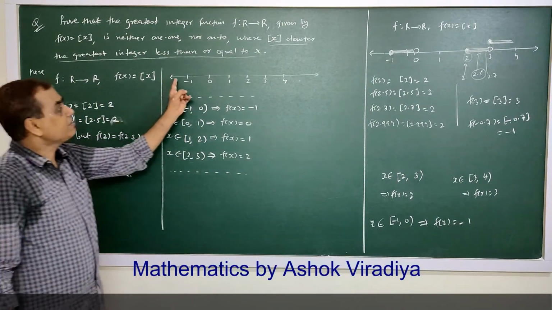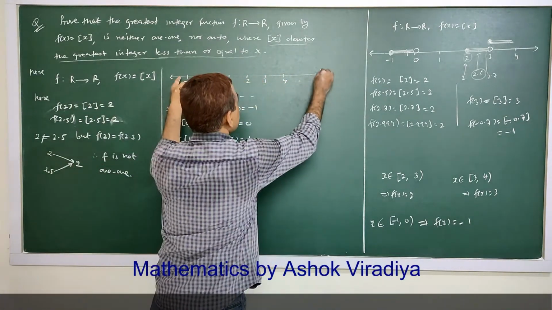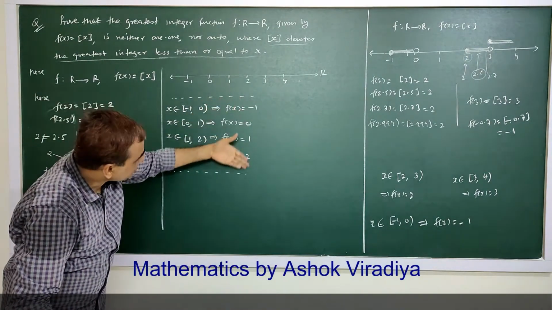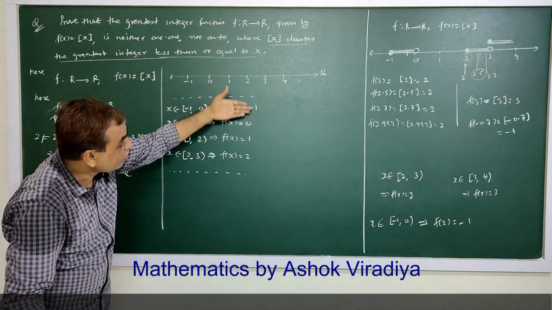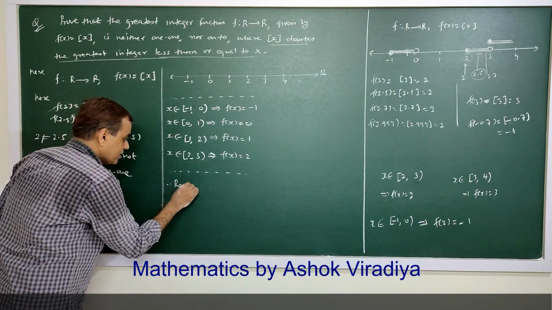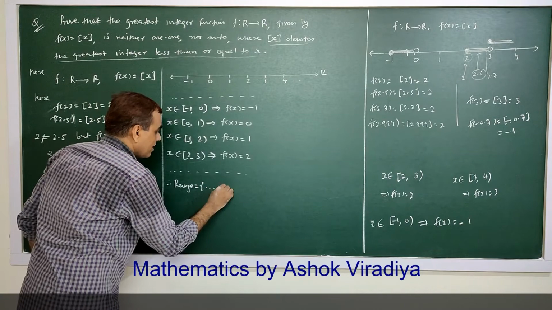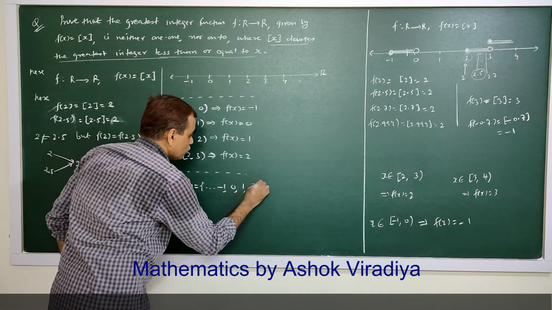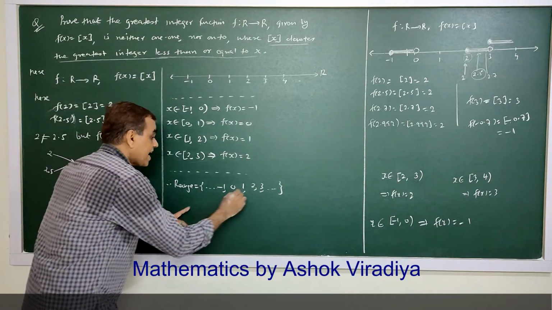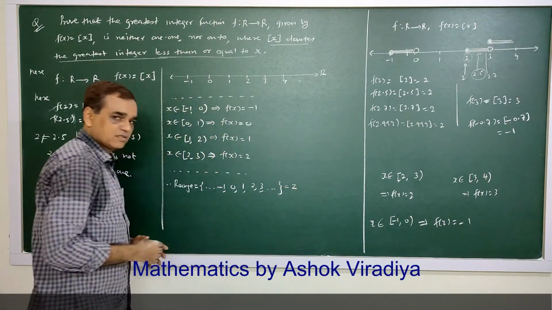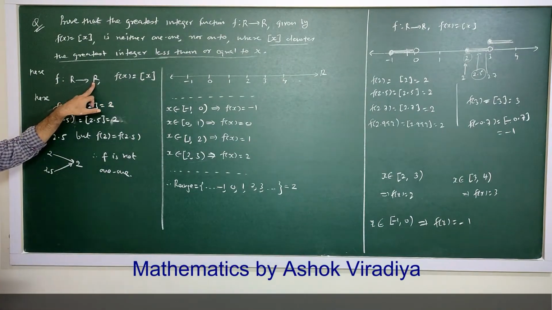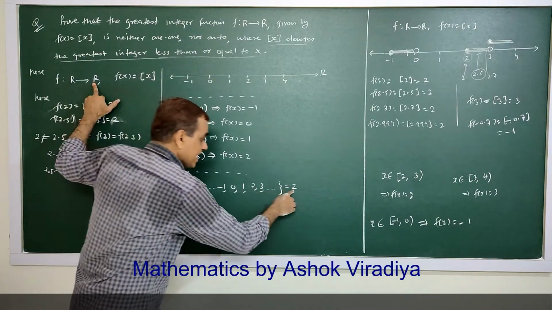So this can be continued. If you select any number from the set of real numbers, this is the domain, outputs are only integers, and we are getting all integers. So therefore here range is equal to -1, 0, 1, 2, 3 and so on. Range is Z. And what is the codomain? Codomain is R. So Z is not R.